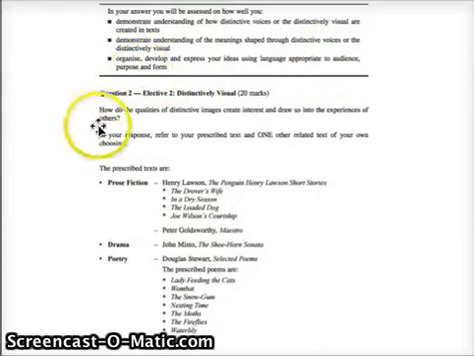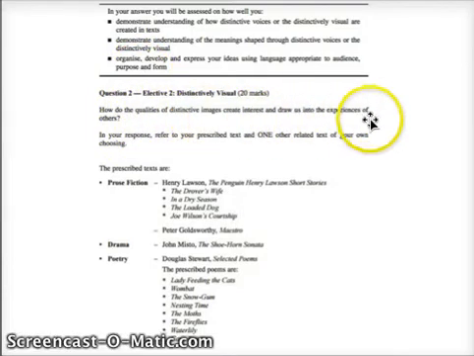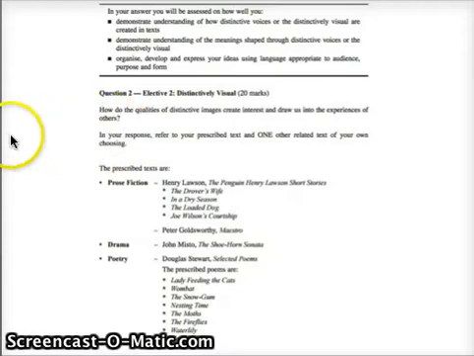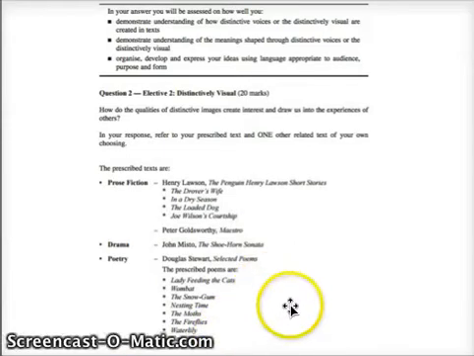So the question was, how do the qualities of distinctive images create interest and draw us into the experiences of others? It says, in your response, refer to your prescribed text and one other related text of your own choosing. And here you can see our prescribed texts, Douglas Stewart selected poems, and it actually lists the poems that we've studied in class: Lady Feeding Cats, Wombat, The Snow Gum, Nesting Time, The Moths, The Fireflies, Water Lily and Cave Painting. And we've deconstructed all of those poems in our class and annotated them all.